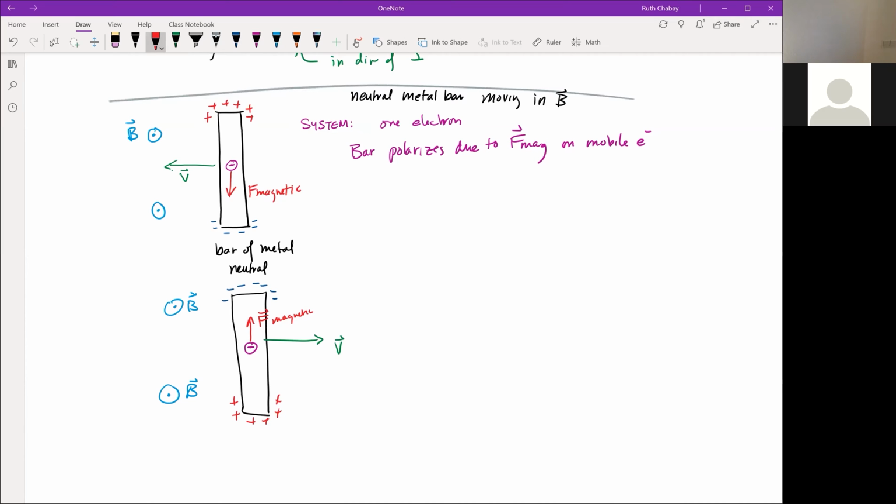So what does this look like? Well, it actually looks like a battery. So we just made a battery.